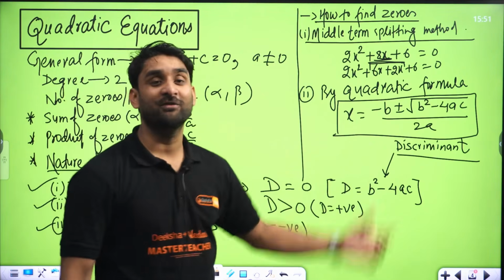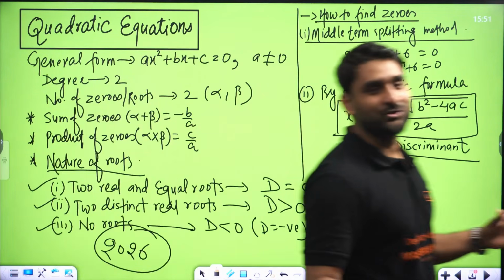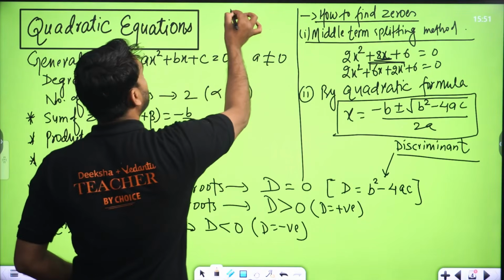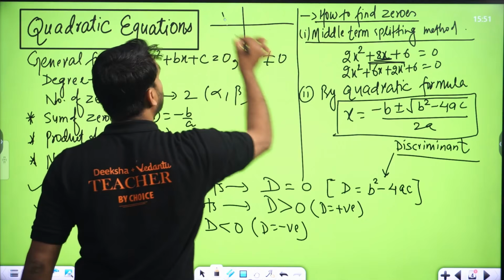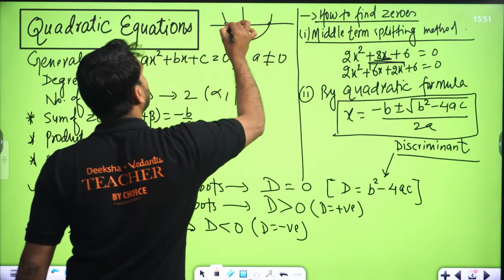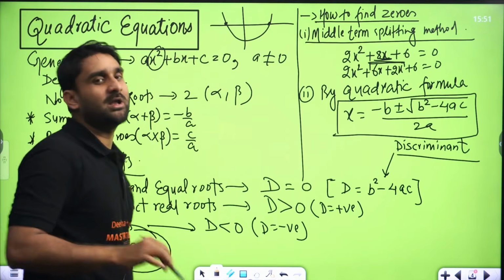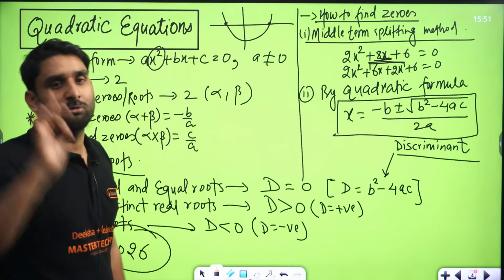This formula will help you whenever you are stuck in any quadratic equation. So these are very important. Yes, one more thing: when you draw the graph of any quadratic equation, again a parabola will be there, because it has degree 2. So the equation which has degree 2 always forms a parabola. Parabolic nature will be there.